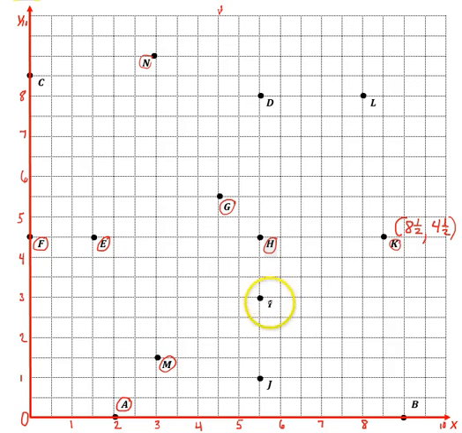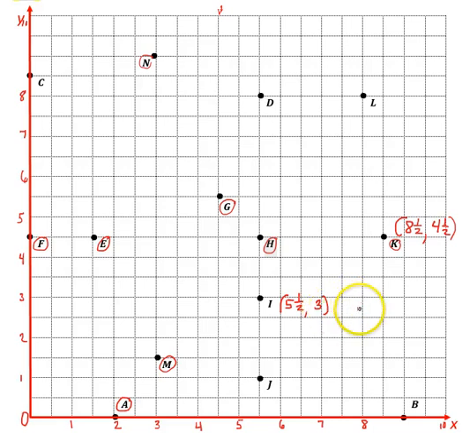Let's do the same thing for point I. Start at the origin, move along the axis until I'm under the I. That's at 5.5. So that's going to be the x-coordinate. Point I is across from the 3 on the y-axis. So that's the y-coordinate. Its ordered pair is 5.5, 3.